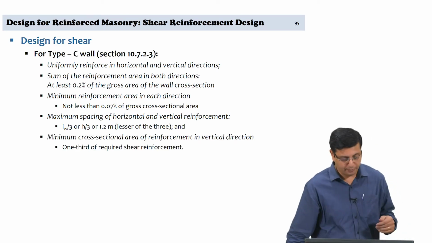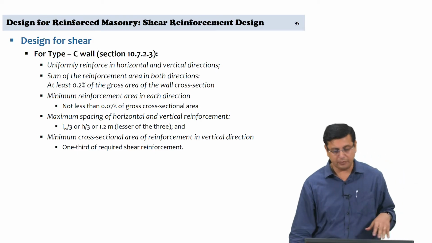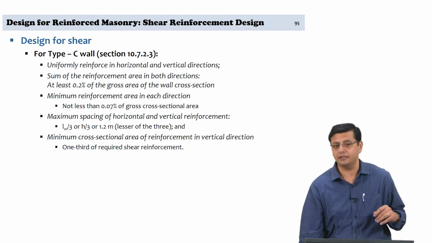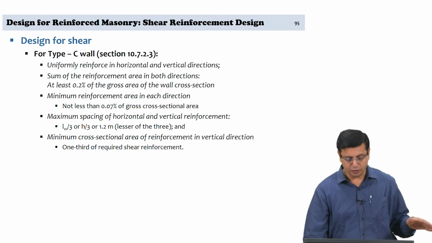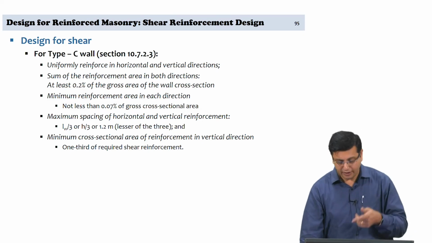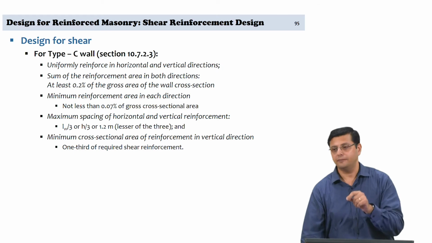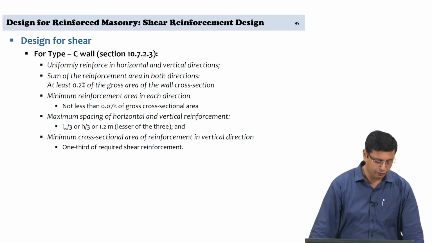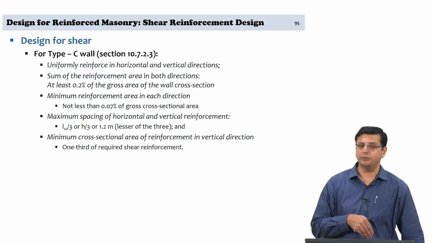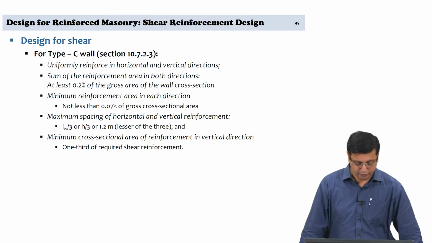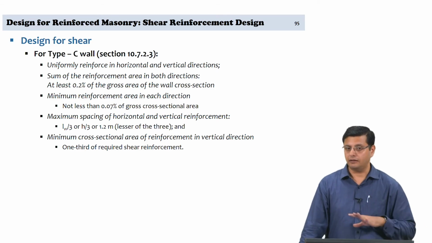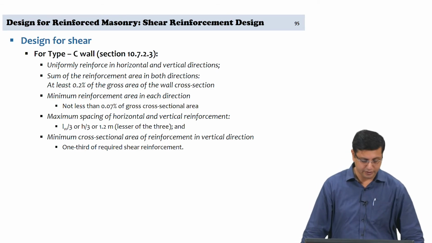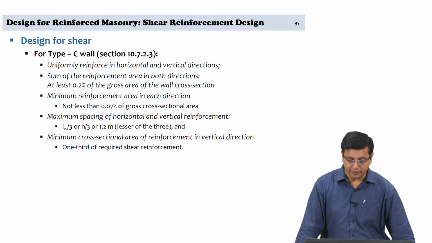There is also another requirement that this code puts in, that the minimum cross sectional area of reinforcement in the vertical direction has to be 1/3 of the required shear reinforcement. So, this is an additional check that you would make: you have the area of shear reinforcement that you are estimating, and then ensure that in the vertical direction the minimum cross sectional area of reinforcement that you have provided is at least 1/3 of the value that you are providing for the shear reinforcement itself. So, this is basically your shear design that, as far as this code is concerned, is required to be done.